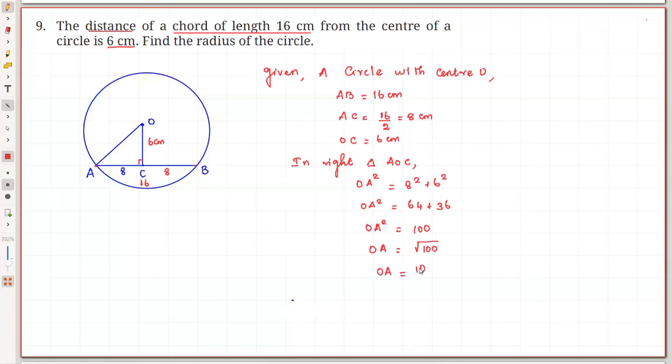That means OA is nothing but the radius. Therefore, the radius of the circle is equal to 10 centimeter.